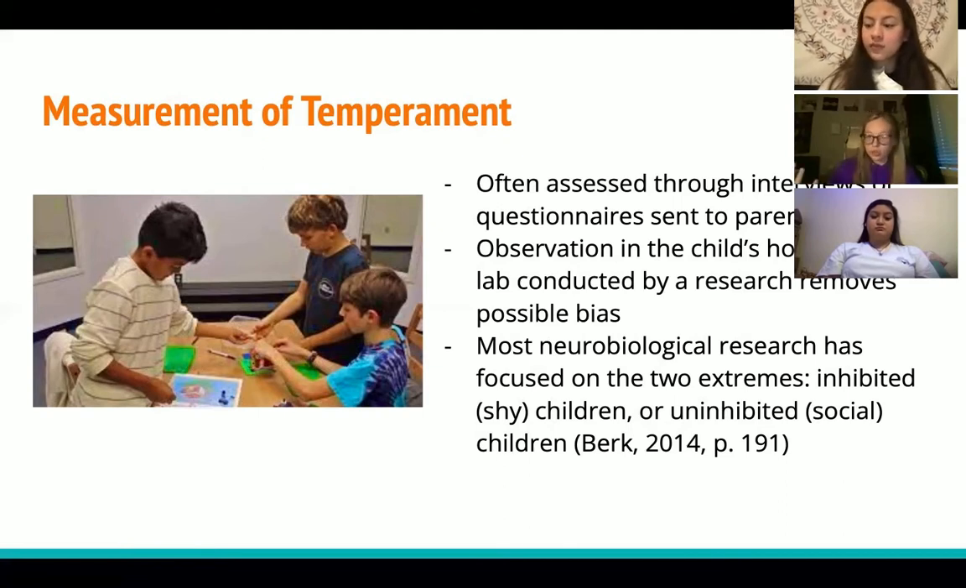So inhibited children, which are shy children, or uninhibited children, which are social children. And in the home, researchers find it difficult to observe certain emotions, such as frustration. So doing that in a lab or somewhere maybe the child isn't as comfortable will help bring out more of those negative emotions that they wanted to focus on.